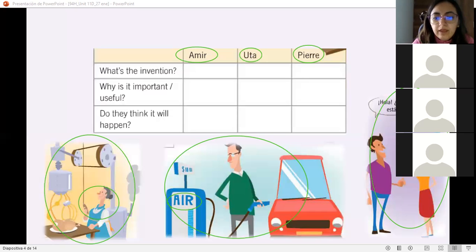Okay, everybody, so we have a first participation. What is he talking about? What is his invention? What do you think Amir's invention was about? He was talking something about cars. What was it? A new source of gasoline. Okay, kind of.